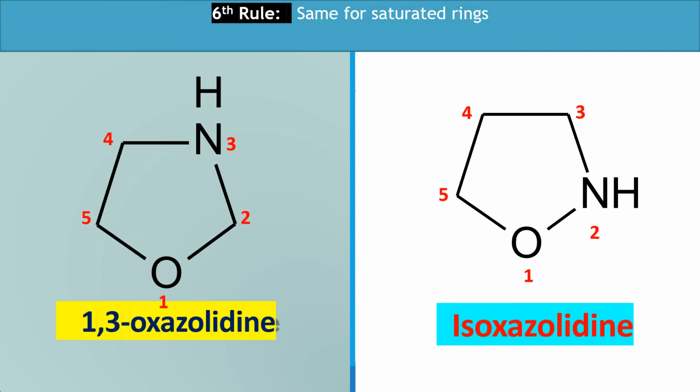Okay. Next, a similar rule for the saturated type of rings. For saturated rings we use a suffix, meaning the end of the name, that is olidine. Whenever the ring is saturated, we use the suffix olidine. That is 1,3-oxazolidine. Here isoxazolidine, very simple, means the nitrogen atom is present next to the first heteroatom, that's why we use iso. But here nitrogen is present at position number 3, that's why 1,3-oxazolidine.